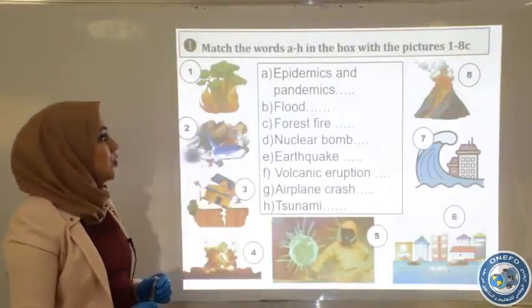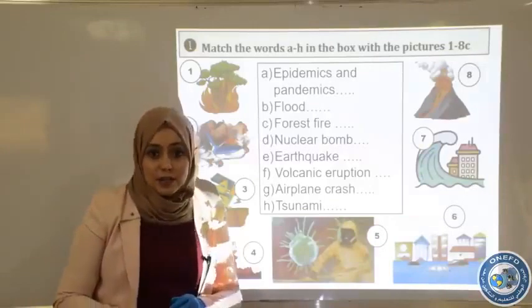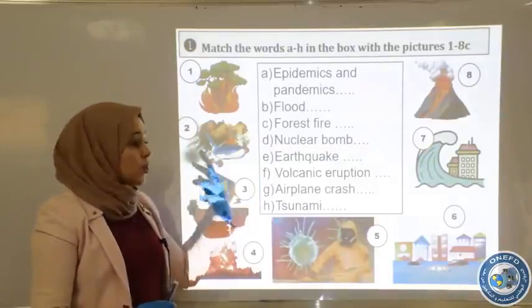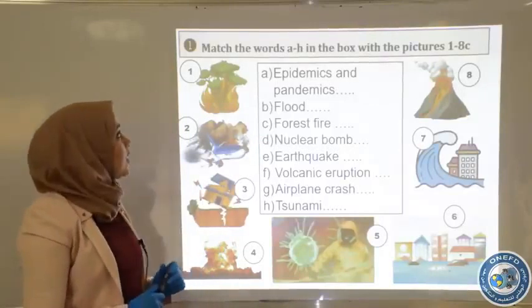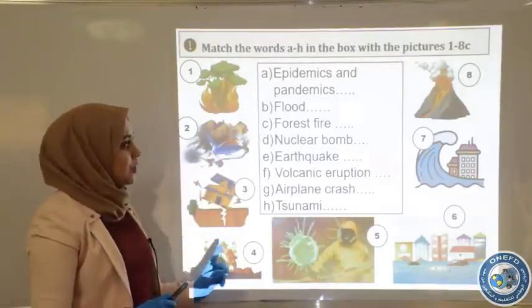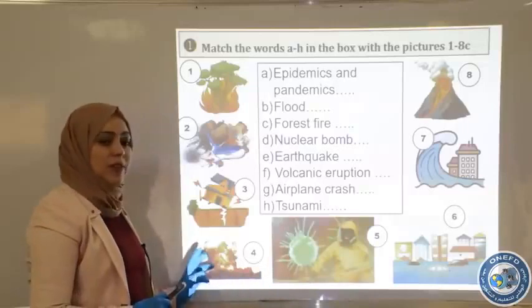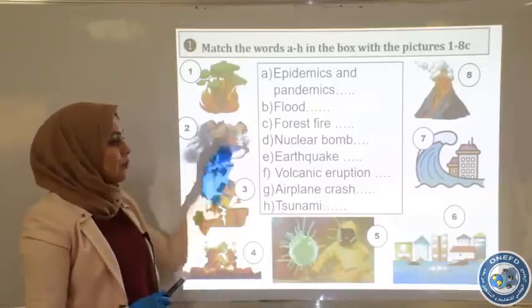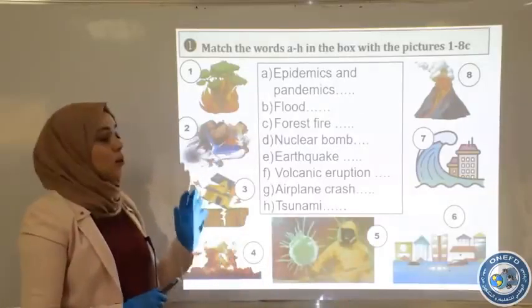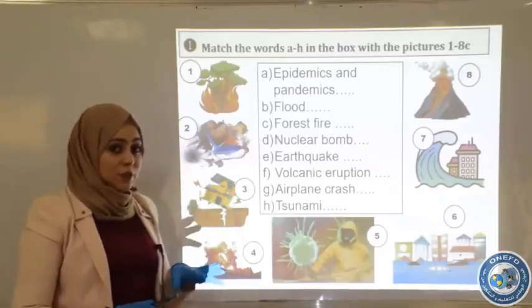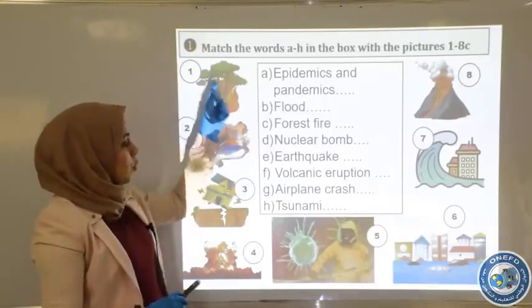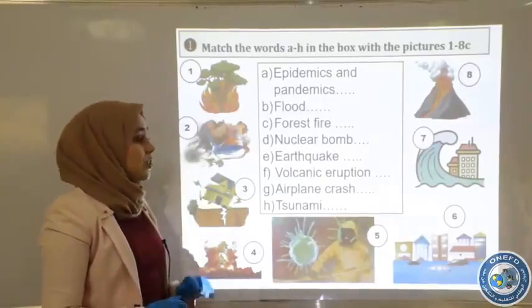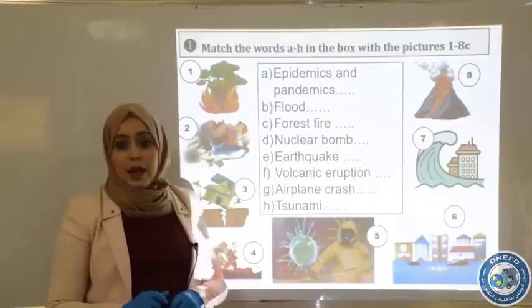All right, we're going to start with the first task. So this was like an introduction, and now we're going to start with the tasks. The first task: here we have pictures of disasters, and here we have the words for these disasters. I want you again to take a moment, pause the video if you could, and try to match the words from A to H with the pictures from 1 to 8.